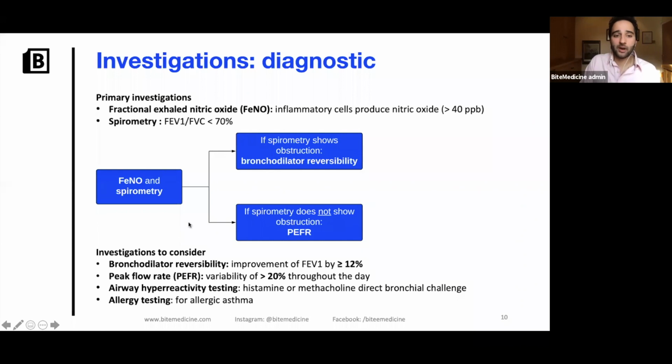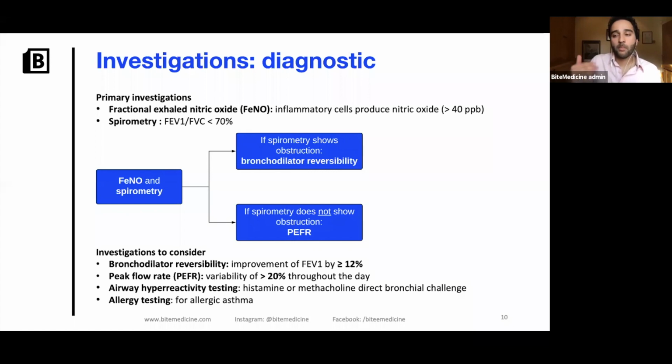So the other pathway is going to be, you do your FeNO and your spirometry testing. If spirometry does not show obstruction, you then do your peak expiratory flow rate testing. So like a lot of you guys said, you'd do that earlier on. Actually, it's done relatively late. So there's no obstruction on your spirometry. You then do regular peak expiratory flow rate testing.